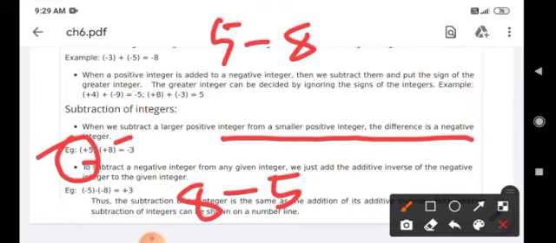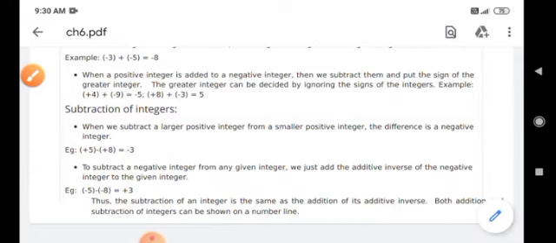Then what will we do? The difference is a negative integer. So when we subtract like this, the answer will always be negative. Okay, you have to remember this. When you subtract a larger positive integer from a small positive integer, then my answer will be a negative integer.